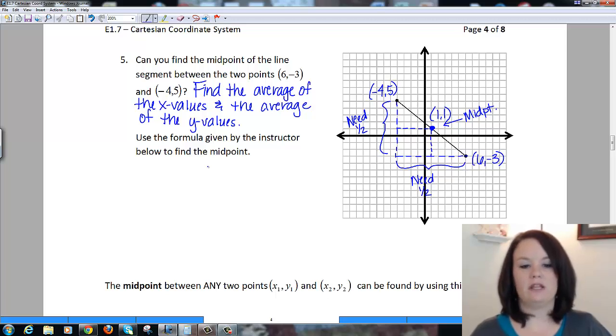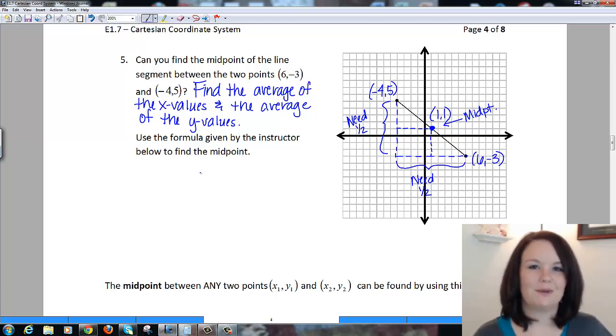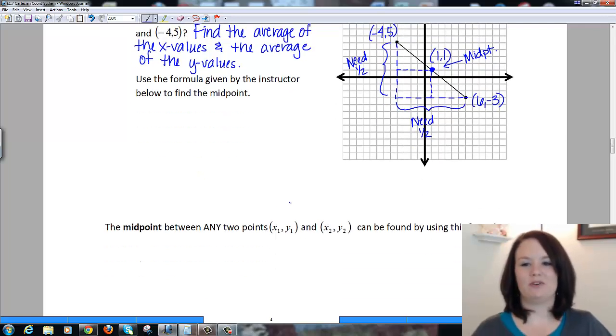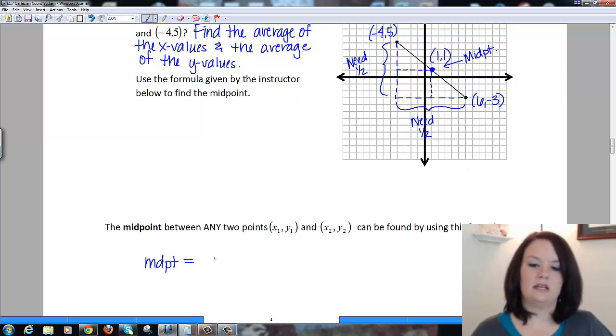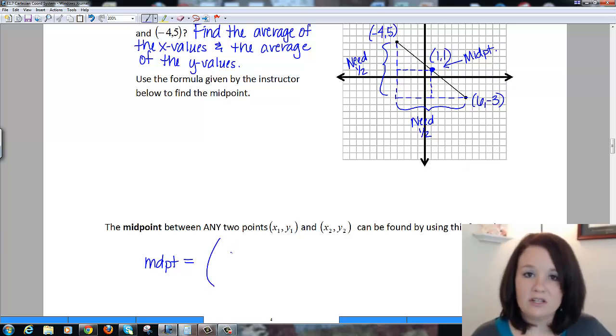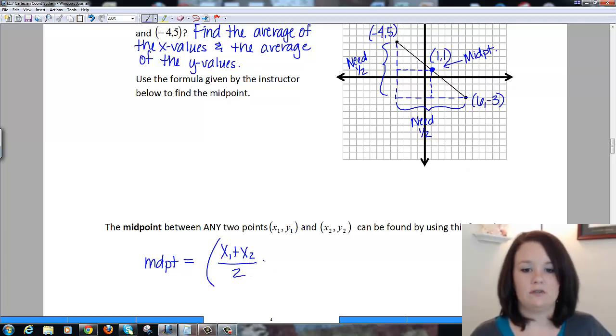It says use the formula given by the instructor to find the midpoint. So let me go ahead and give you the formula. Notice below it says for any two given points, x1, y1, x2, y2, our midpoint, which I'm just going to abbreviate, is the same as if I average my x's, so I'm going to do x1 plus x2 and then divide it by 2. That gives me my middle x. And then to find my middle y, I do the same thing. I average my y's. So I'm going to do y1 plus y2 divided by 2. So let's use that on this example up here and see if we can find out that our midpoint is 1, 1.